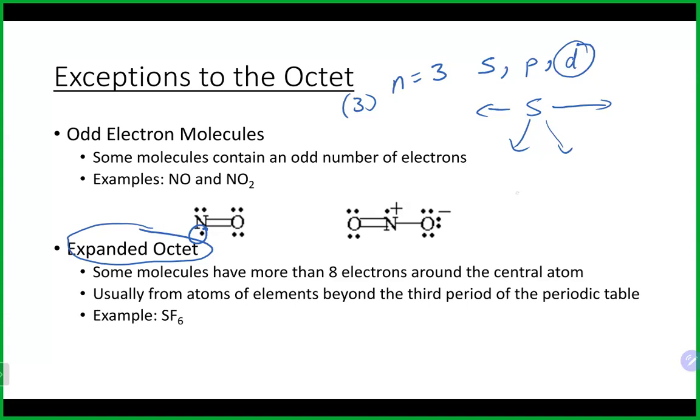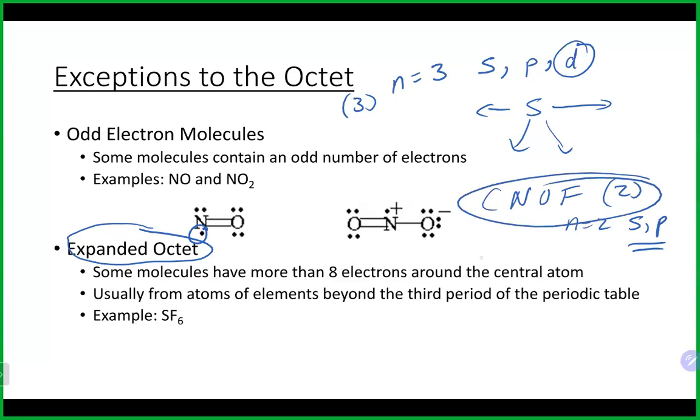That also means, by the way, if you go one period above them, nitrogen, carbon, oxygen, fluorine, that is the second energy level. And on the second energy level, they only have s and p orbitals. They actually do not have d orbitals. So anybody in this period on the periodic table can never go over 8 because they don't have those d orbitals available to them. They should never ever go over 8. But the ones below can definitely go over 8.